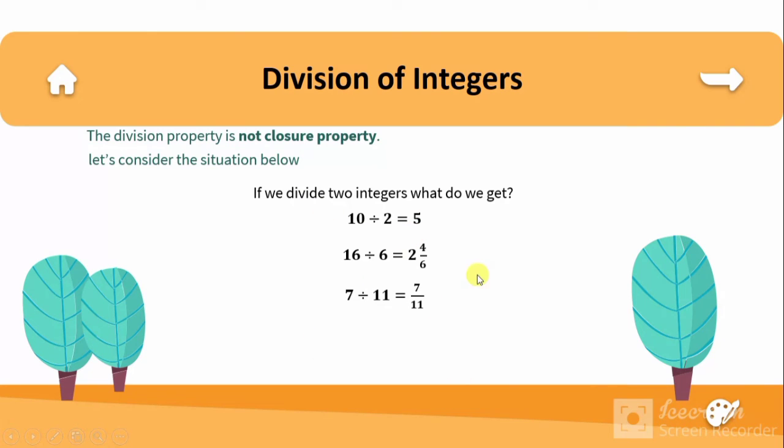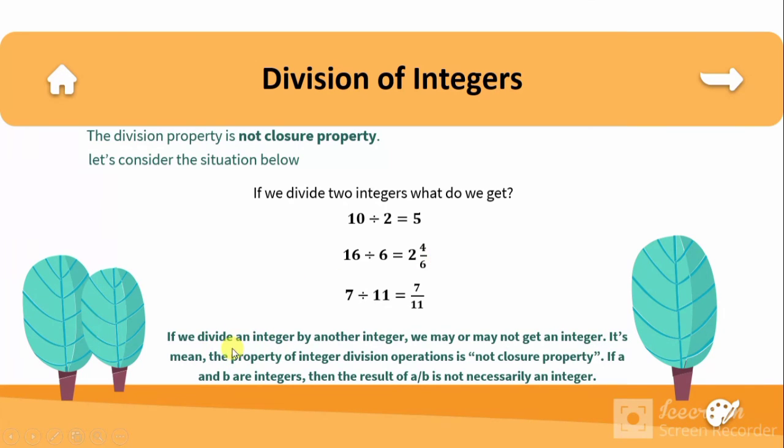In this situation, we can see that in the first case, we get an integer. But in the second and third cases, we don't get an integer, but we get a fraction. It means if we divide an integer by another integer, we may or may not get an integer. It means the integer division operation does not have the closure property. If a and b are integers, then the result of a divided by b is not necessarily an integer.